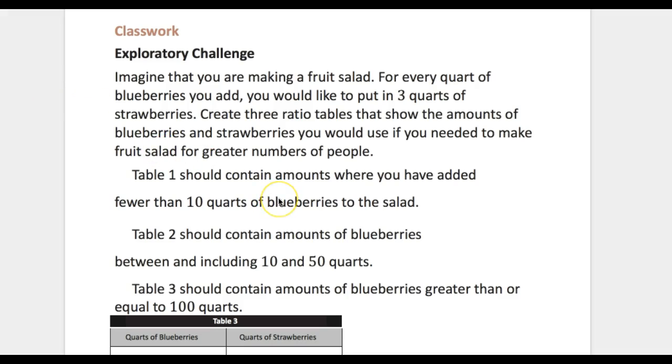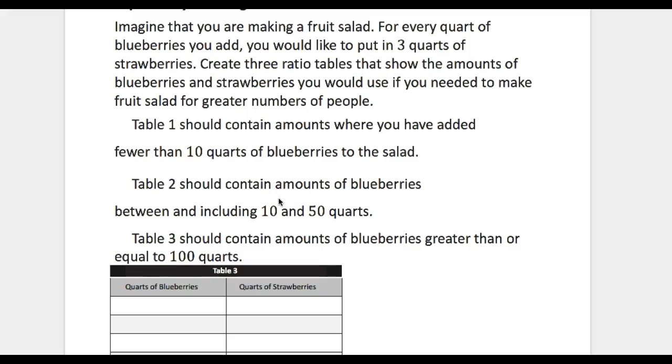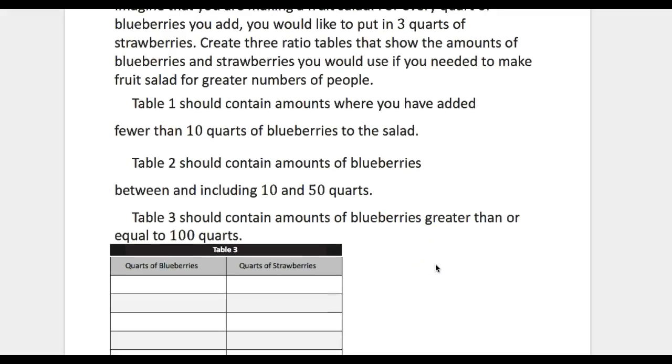Okay. So you'll need to make 3 tables. The first table should contain amounts where you have added fewer than 10 quarts of blueberries to the salad, which means you should start with the first ratio and then continue on, but you can't go past 10. It has to be fewer than 10. The second table should contain amounts of blueberries between and including 10 and 50 quarts. The third table should contain amounts of blueberries greater than or equal to 100 quarts.